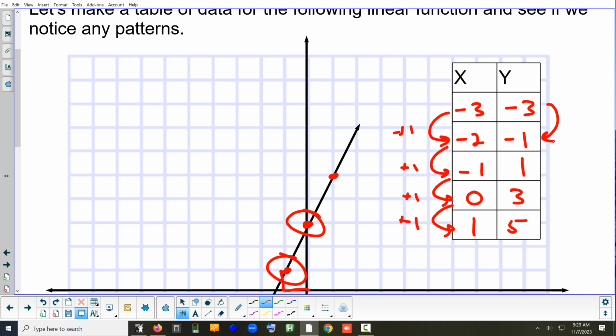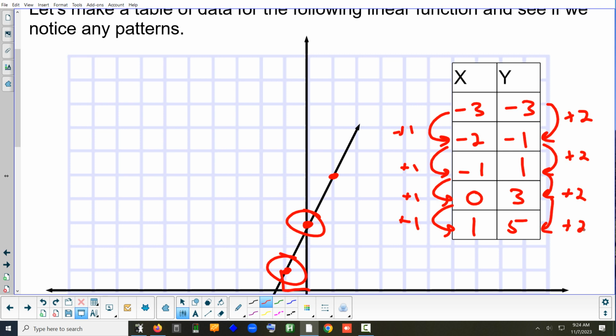This is the important part. How do you get from -3 to -1? You add 2. Now, as long as the x's are going up by 1s, the y's have to have the same pattern each time. So the pattern here was add 2. Do you add 2 to get to here? Yes. Do you add 2 to get to here? Okay, and you add 2 to get to here.